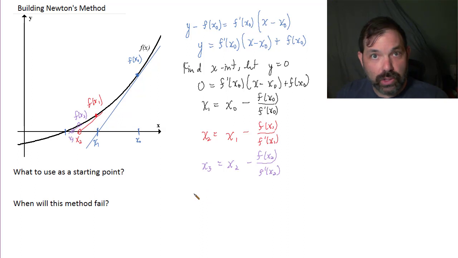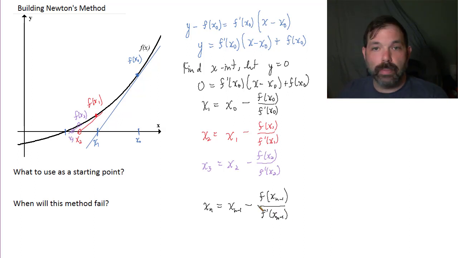Newton's method says we start with a guess, an x0, and then for the subsequent points, the subsequent x values, we use the form that x sub n, the nth x value, is the (n minus 1)th x value, minus the function at x sub n minus 1 over the derivative of the function at x sub n minus 1. This is Newton's method.